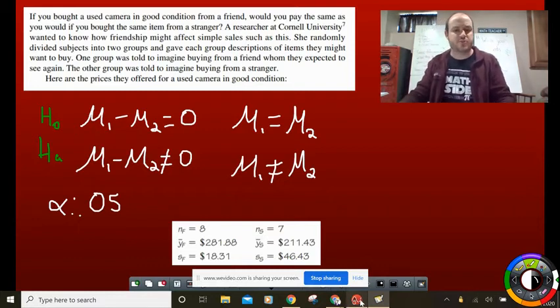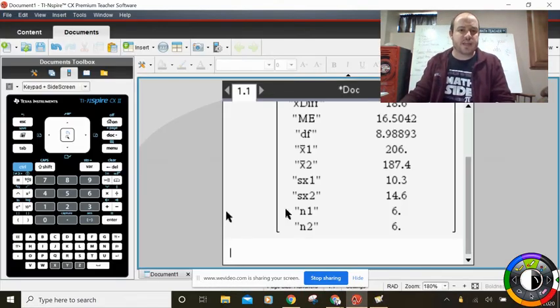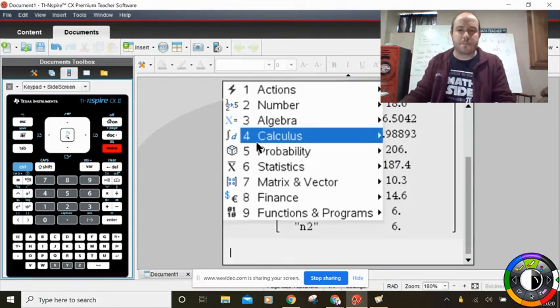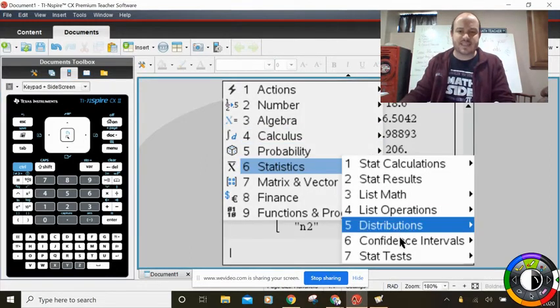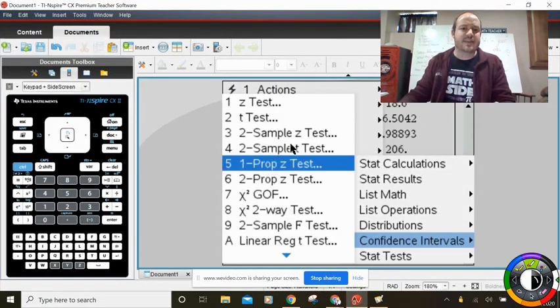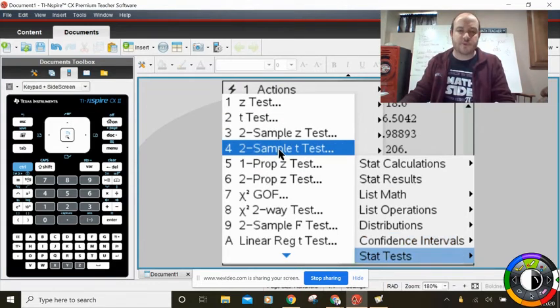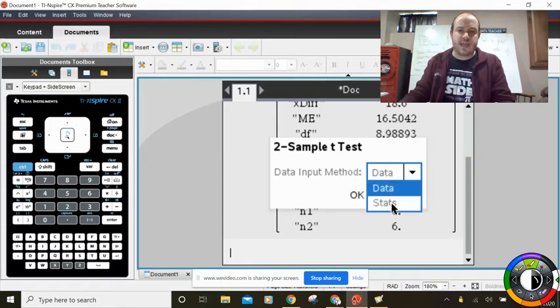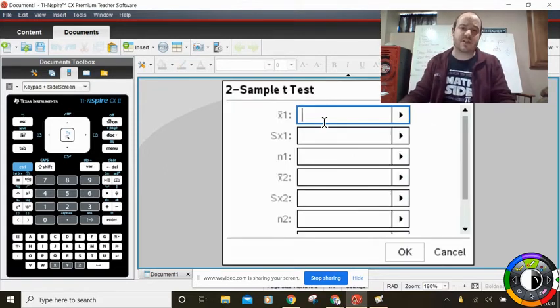So now that we have all of our information, let's go ahead and jump back and forth from our calculator to plug it in. So once we get into our calculator, we can hit menu. We will go to statistics, stat tests, and in this case, we said we are doing a two sample t-test. Again, we want to switch this to stats. Although we had the original data, we did not plug it in here. So let's go ahead and see what we got.